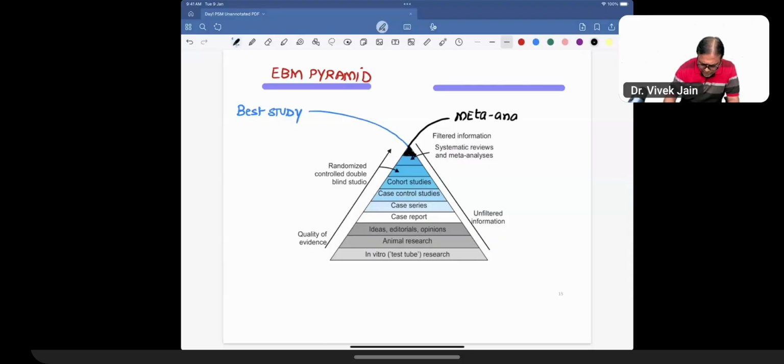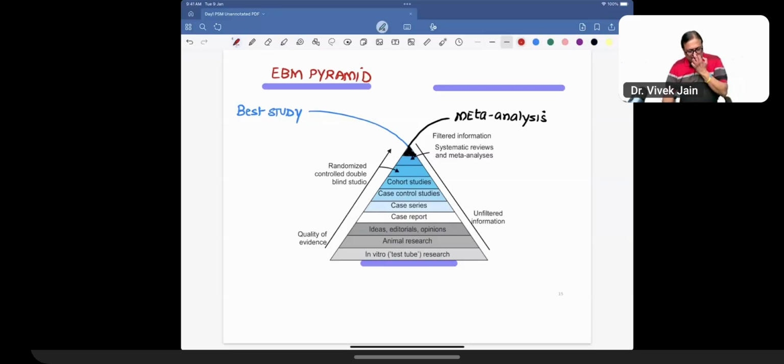If you cannot do meta-analysis due to some reason, what should you prefer? Systematic review. Number two. If you cannot do systematic review, then RCT, cohort study, case control study, right? Okay. Which is the worst study design in epidemiology? You can look at the diagram, it is in front of you. Which is the best? Meta-analysis. Which is the worst? Worst is in vitro research.